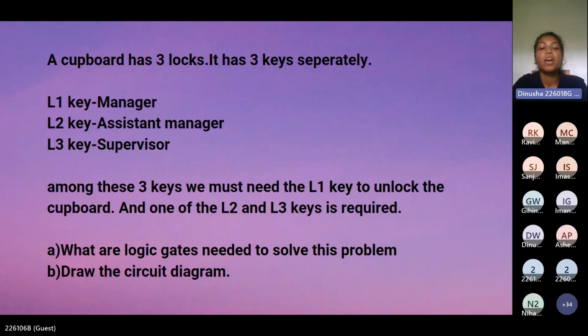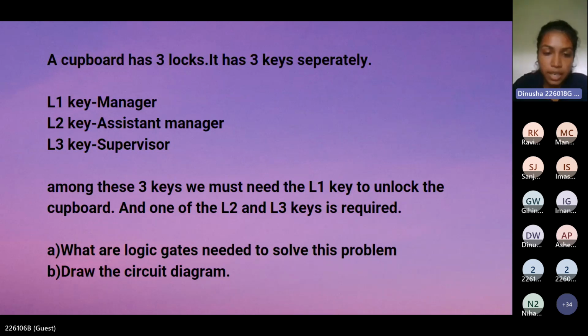Okay, when we try to solve this problem, we must concentrate. We must take a very careful look at the question. In here, it says one of the L2 and L3 keys is required. Earlier, Senali said that in an OR gate, we need only one input.